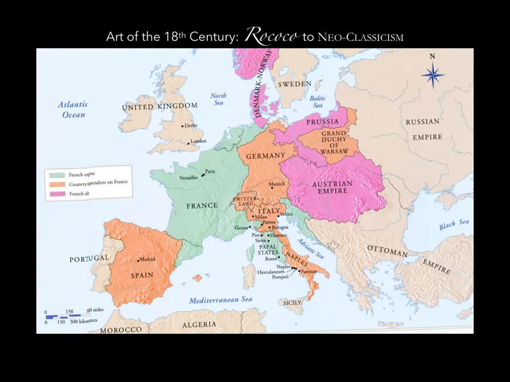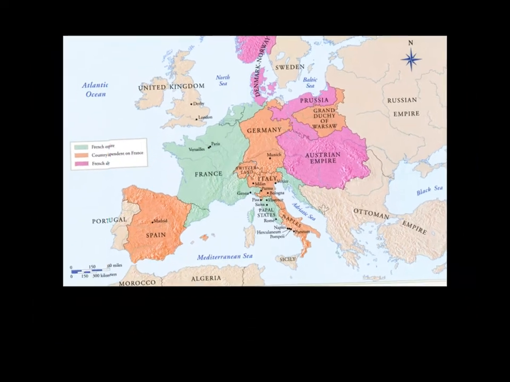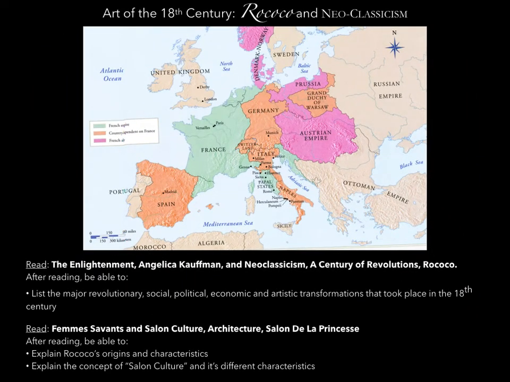So as we get started, I want you to read these two different kind of sections here about the Enlightenment, Angelica Kauffman, and Neoclassicism, A Century of Revolutions, Rococo, and then also the Femmes Savantes and the Salon Culture, Architecture, and Salon de la Princesse. So read through these, be able to do these things when you're finished. You can pause or take a screenshot of this if you need to right now to make sure that you're able to get the major concepts here.